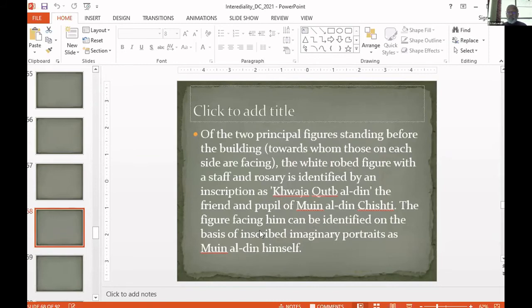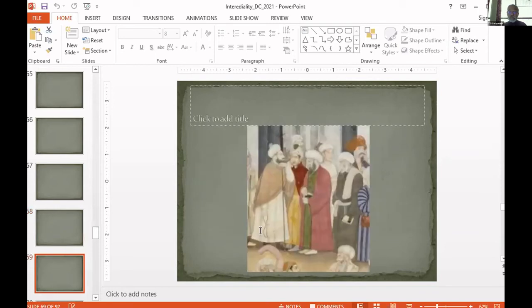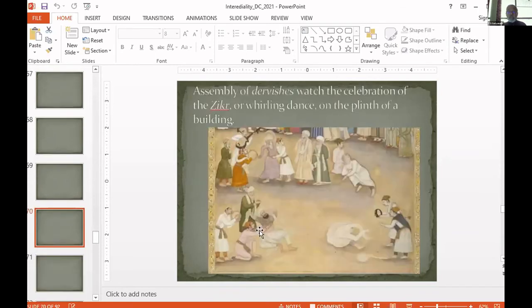Of the two principal figures standing before the building, towards whom those on each side are facing, the white robed figure with a staff and rosary is identified by an inscription as Khwaja Qutbuddin Bakhtiyar, the friend and pupil of Moinuddin Chisti. The figure facing him can be identified on the basis of the inscribed imaginary portraits as Moinuddin himself. This is the enlarged portion. You have seen it already.